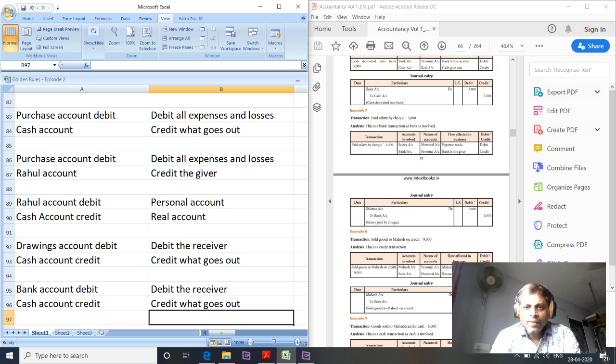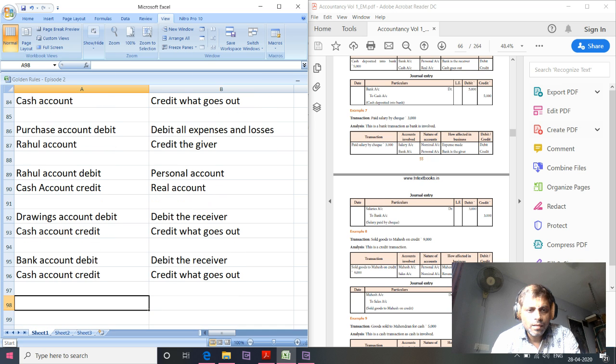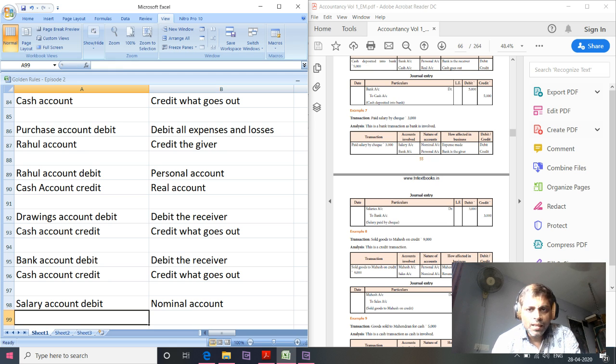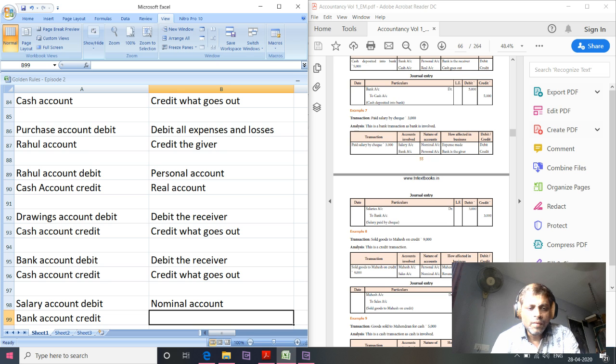Seventh example is paid salary by check. Paid salary by check. So salary account debit, all expenses and losses. So it's a nominal account and debit all expenses and losses is the rule. And salary paid by check, so bank account credit. When we pay by check, obviously the money will go out of bank and bank being a personal account, the rule is credit the giver.